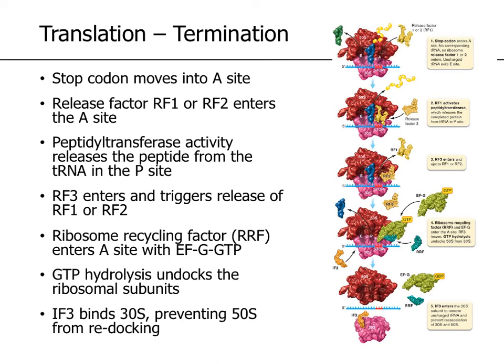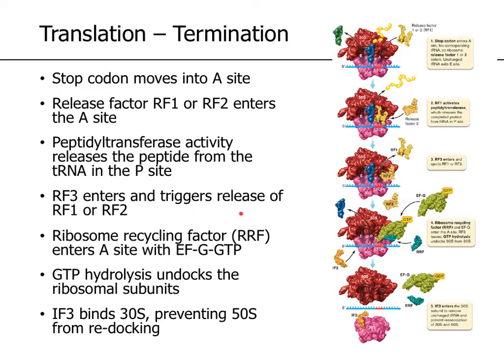And so that's where we have termination. So termination again happens at the stop codon. Once that moves into the A site, termination now requires these different release factors. So either RF1 or RF2 will enter into the A site. And then the peptidyl transferase activity, the same activity that's linking the amino acid to the growing peptide chain, will be activated once the release factors enter, but this time what it's going to do is essentially release the peptide from the ribosome.